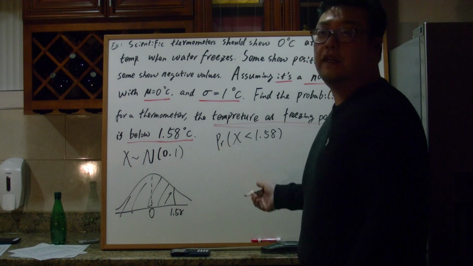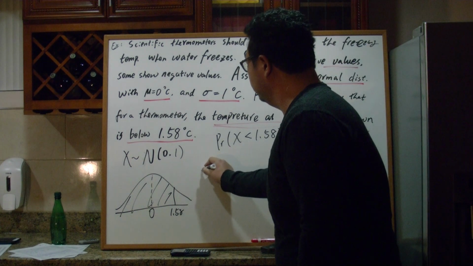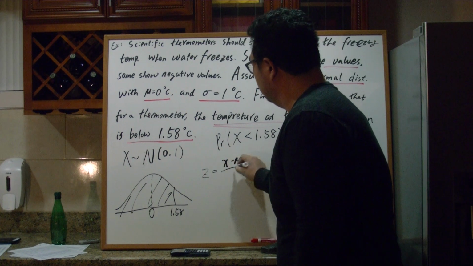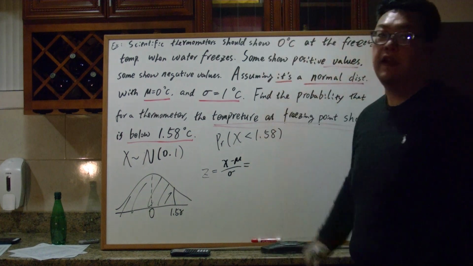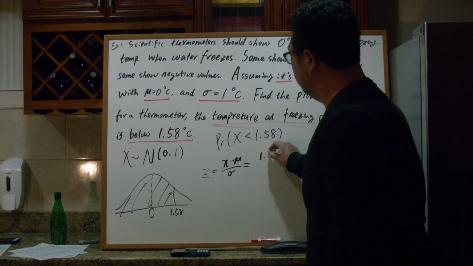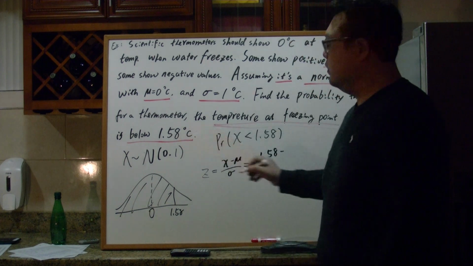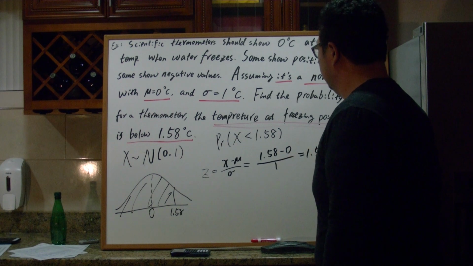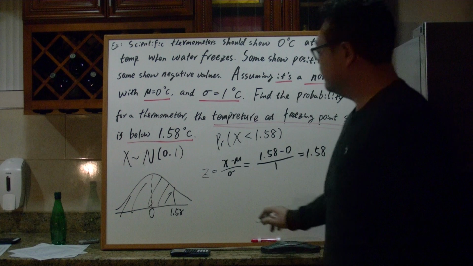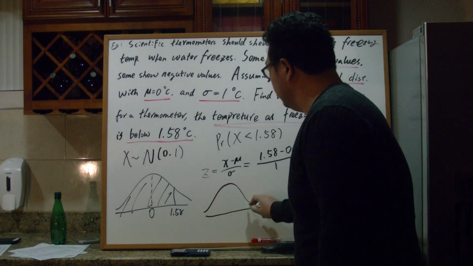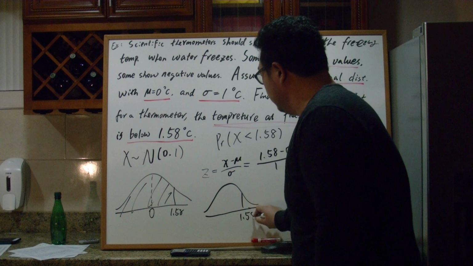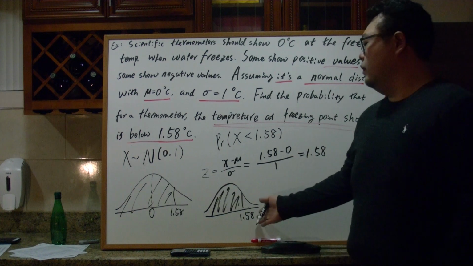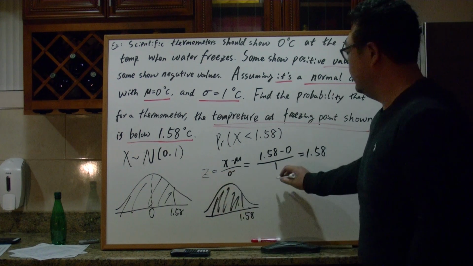So from that we need to convert into the z-score. The x value for the random variable is 1.58, the mean is 0, and the standard deviation is 1. We still get the value of 1.58. So we have the standard normal density, and we'll be finding the area less than 1.58.